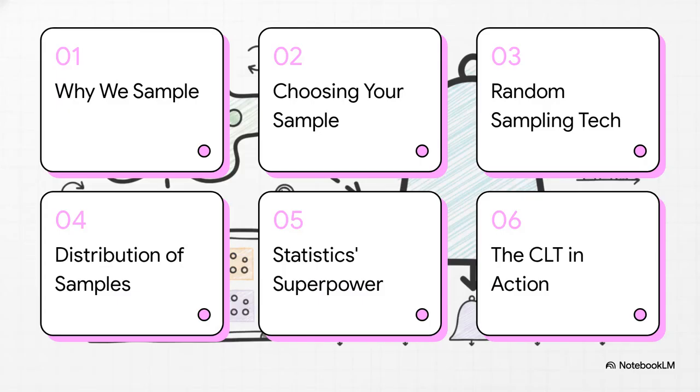So here's the game plan for our journey today. First, we'll tackle the big why. Why do we even bother with sampling in the first place? Then we'll get into the nitty-gritty of how to do it right. After that, things get really interesting. We'll uncover a hidden pattern that shows up when you sample, and that discovery leads us straight to the main event, the central limit theorem. And finally, we'll roll up our sleeves and put this amazing tool to work on a real problem. So let's dive right in.